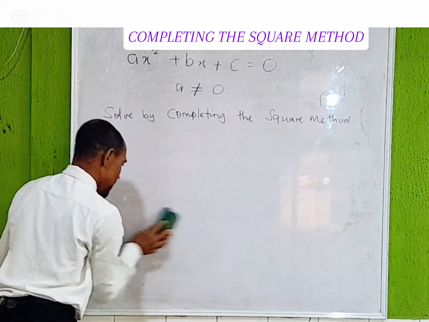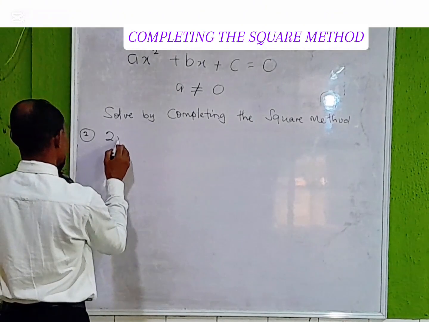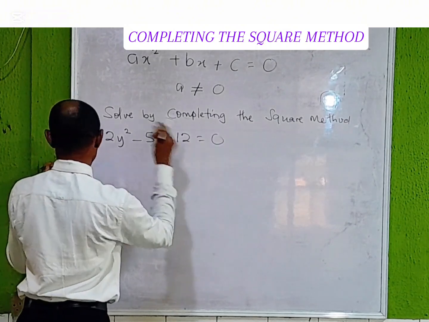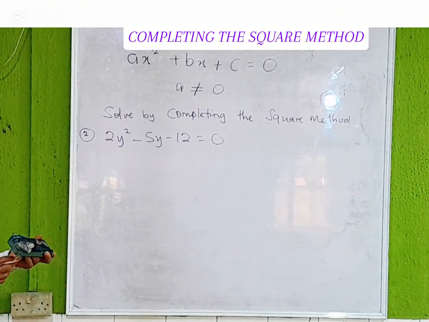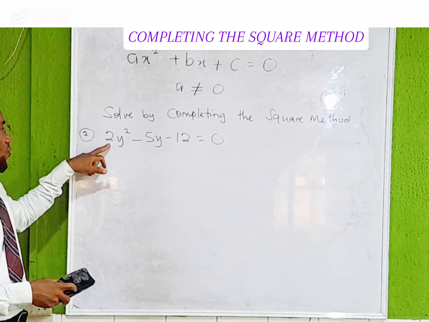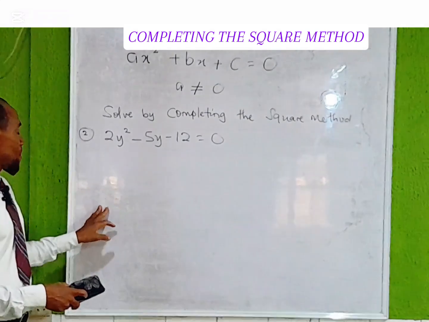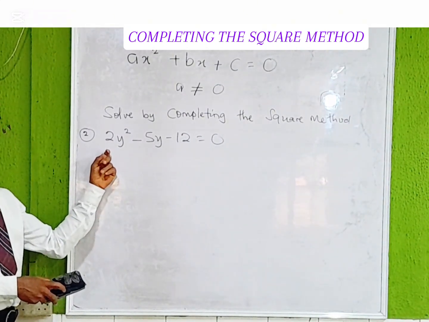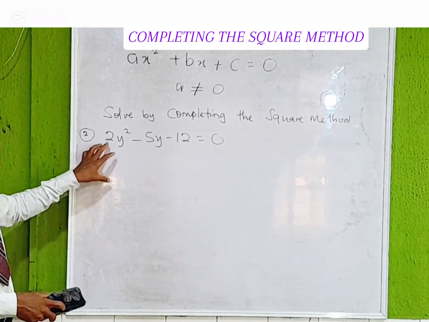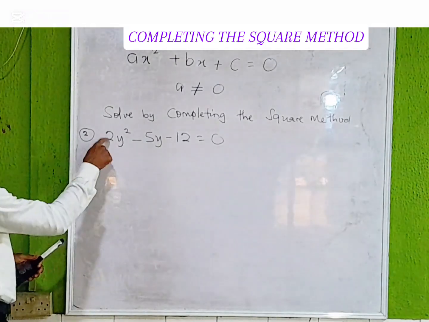For example 2, we are still expected to use completing the square to solve 2y squared minus 5y minus 12 equals 0. Okay, a bit of a challenge here. What's the challenge here? The snag is that you have a value other than 1 as the coefficient. And as I mentioned earlier on, the very first obligation you have is to ensure that the squared value has 1 as coefficient. Now, question 1 came naturally without coefficient other than 1. However, for question 2, there's a value here. So what you're meant to do here is to eradicate that value by dividing through with the coefficient.